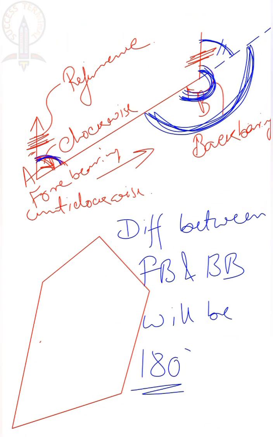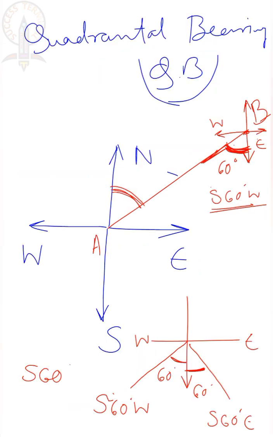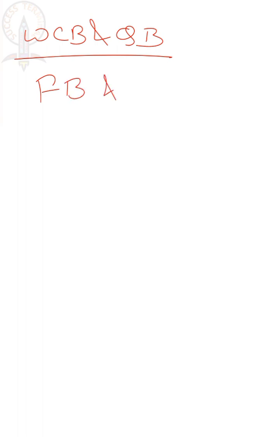This is the difference between whole circle bearing and quadrantal bearing. In case of whole circle bearing, we are measuring the angle with respect to the north line only. But in case of quadrantal bearing, we are measuring the line with respect to north and south line with the help of east and west line. Now I think you have understood the difference between whole circle bearing and quadrantal bearing, forward bearing and back bearing. I think it's clear now.